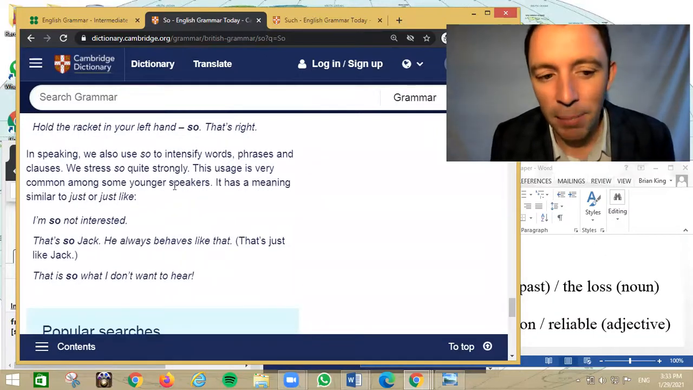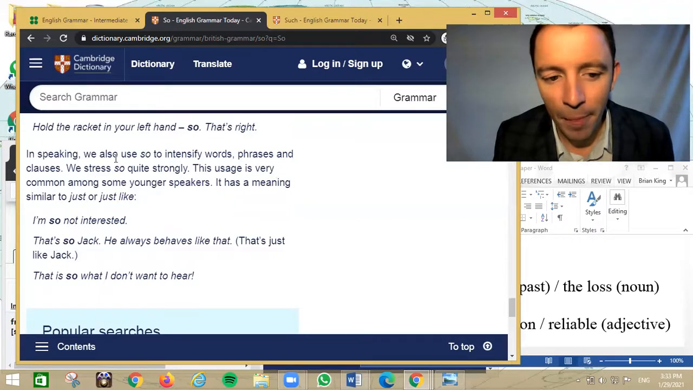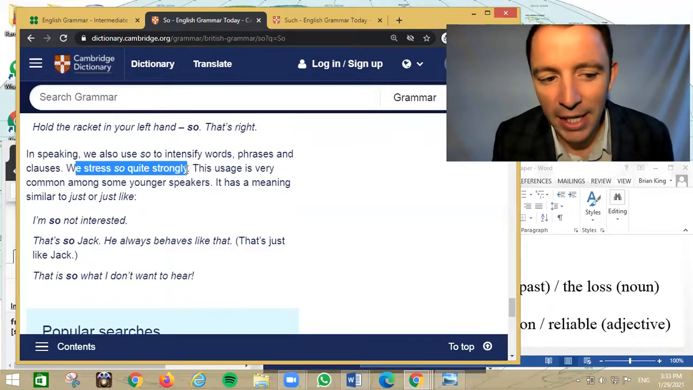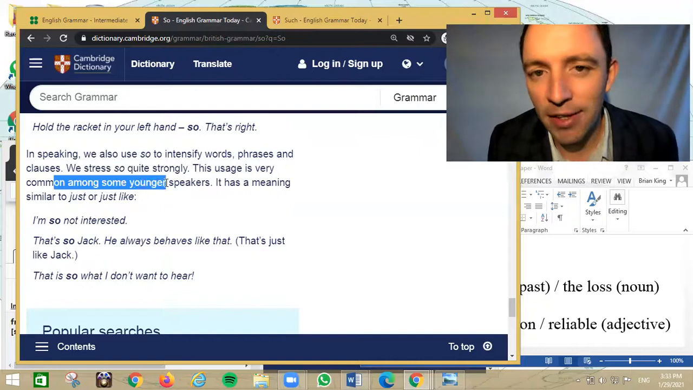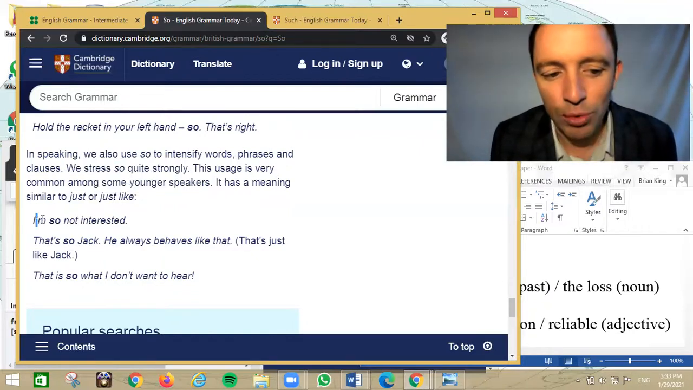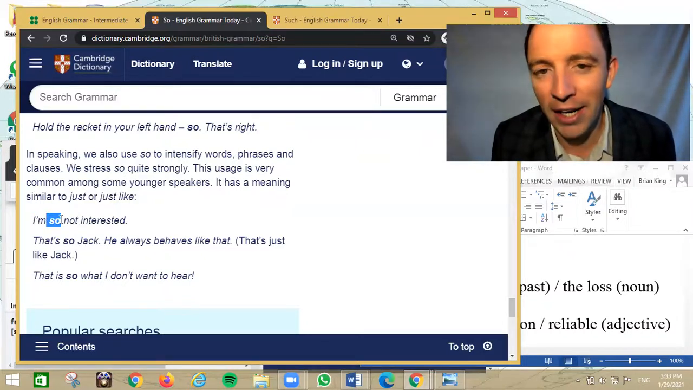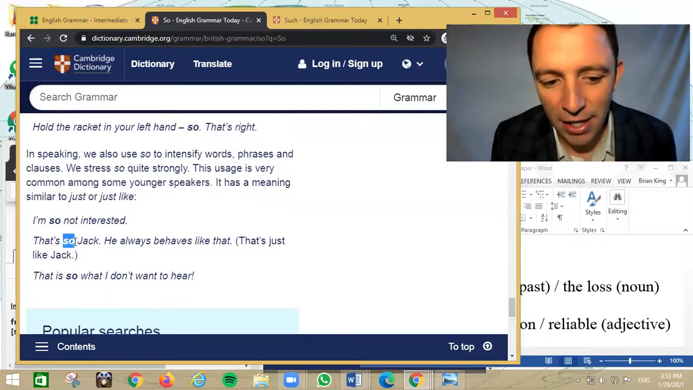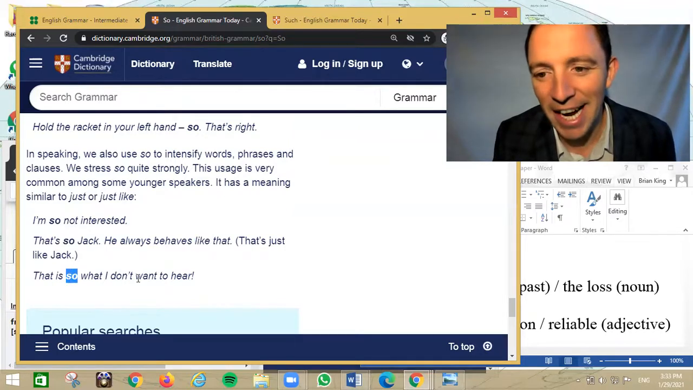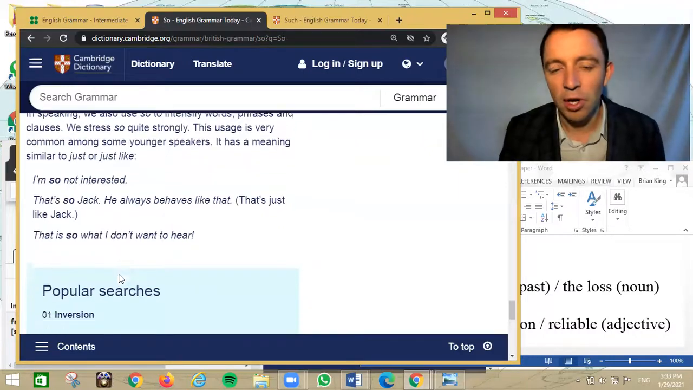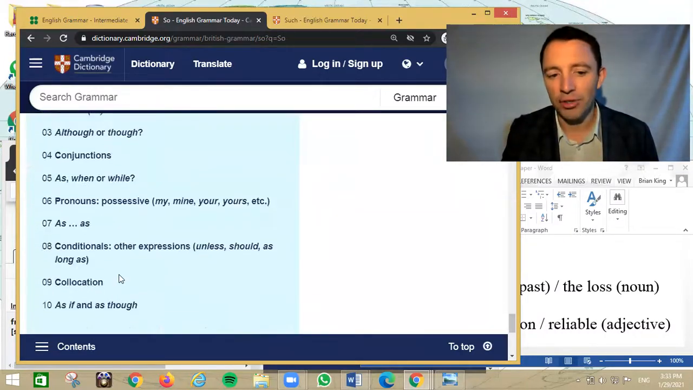And then the final example, they say, in speaking, we also use so to intensify words. We stress so quite strongly. And they say it's very common among young speakers. So for example, I'm so not interested. That's a bit dramatic. So you need to say, I'm so not interested, to stress the so, to mean that you're really not interested. That's so, Jack. So basically, that's like Jack. Okay, that is so what I want to hear. So that is exactly not what I want to hear. So that's a more advanced explanation of so.